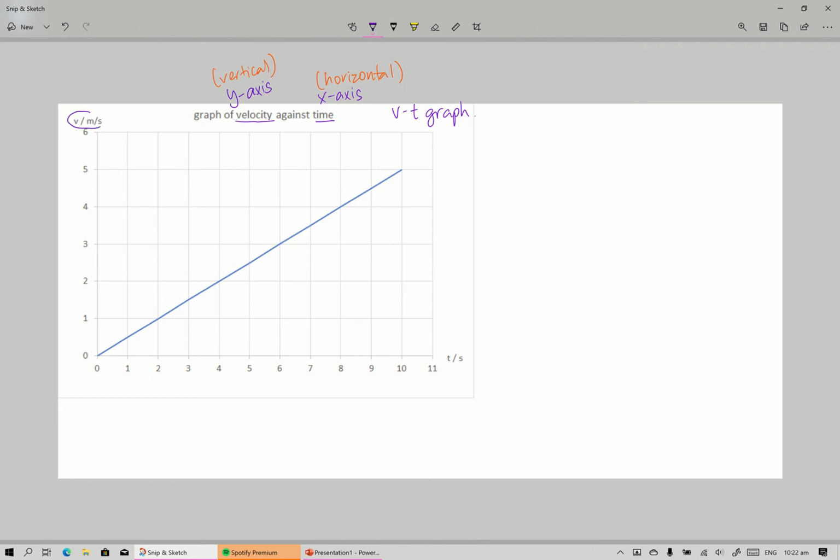So over here, let me enlarge it, is v slash meter per second. And this actually, v refers to velocity, meter per second refers to the unit. Sorry, I shouldn't say it's velocity. The symbol for velocity.